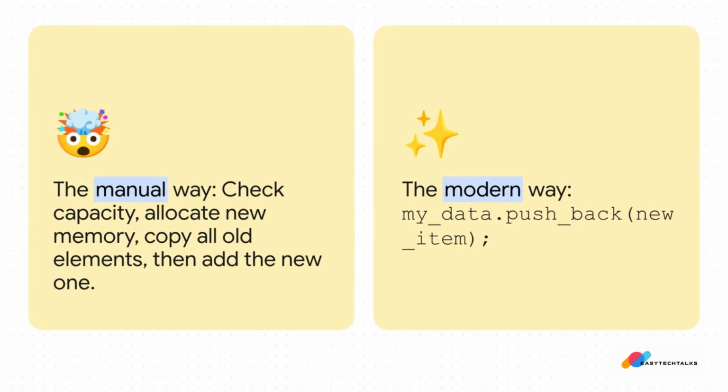Okay, so you've been there, right? You need to manage a collection of items, maybe a list of students or courses, and you find yourself writing all this complicated code just to add a new one. You know the drill. Check the capacity, allocate a new, bigger array, copy everything over. It's just such a pain. But what if it was just this? One simple, clean line of code. This is where we're headed.